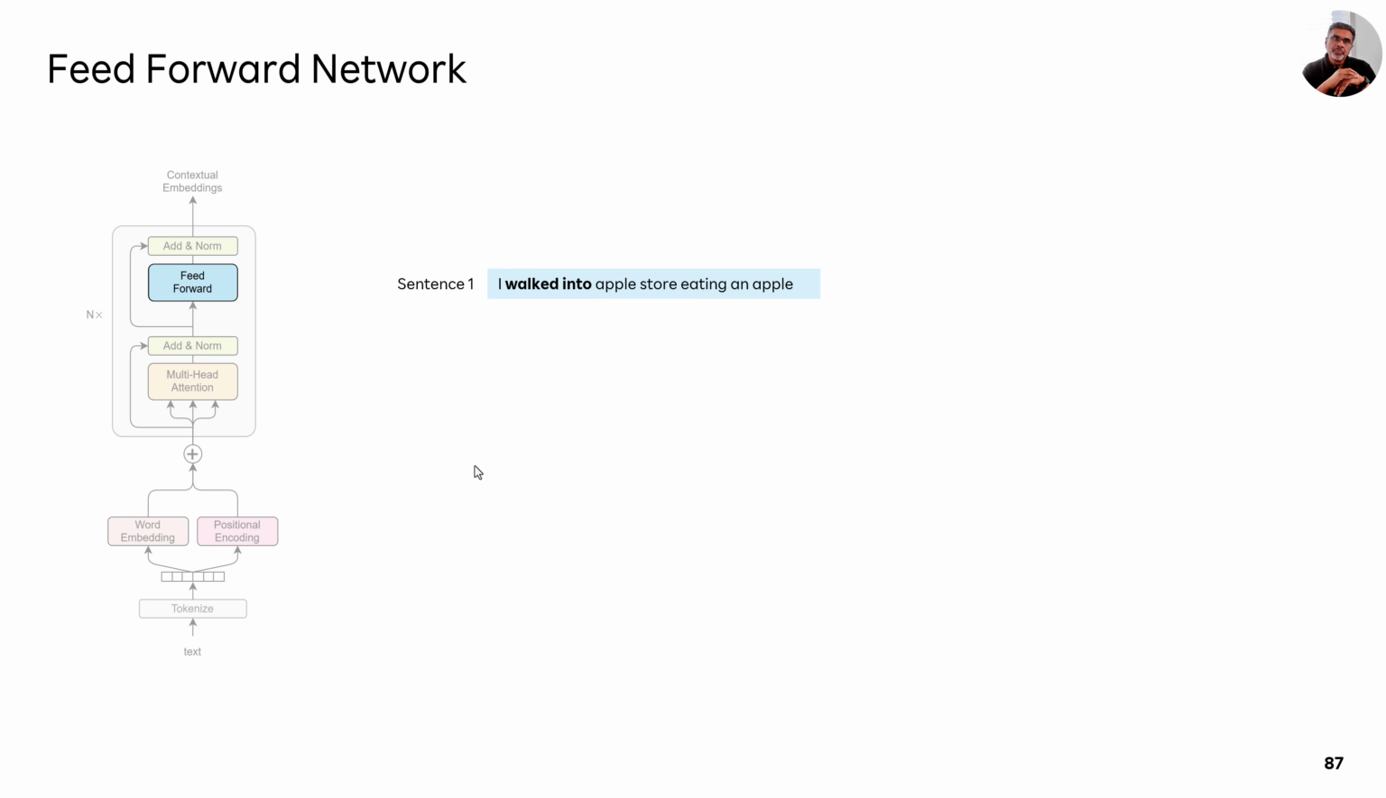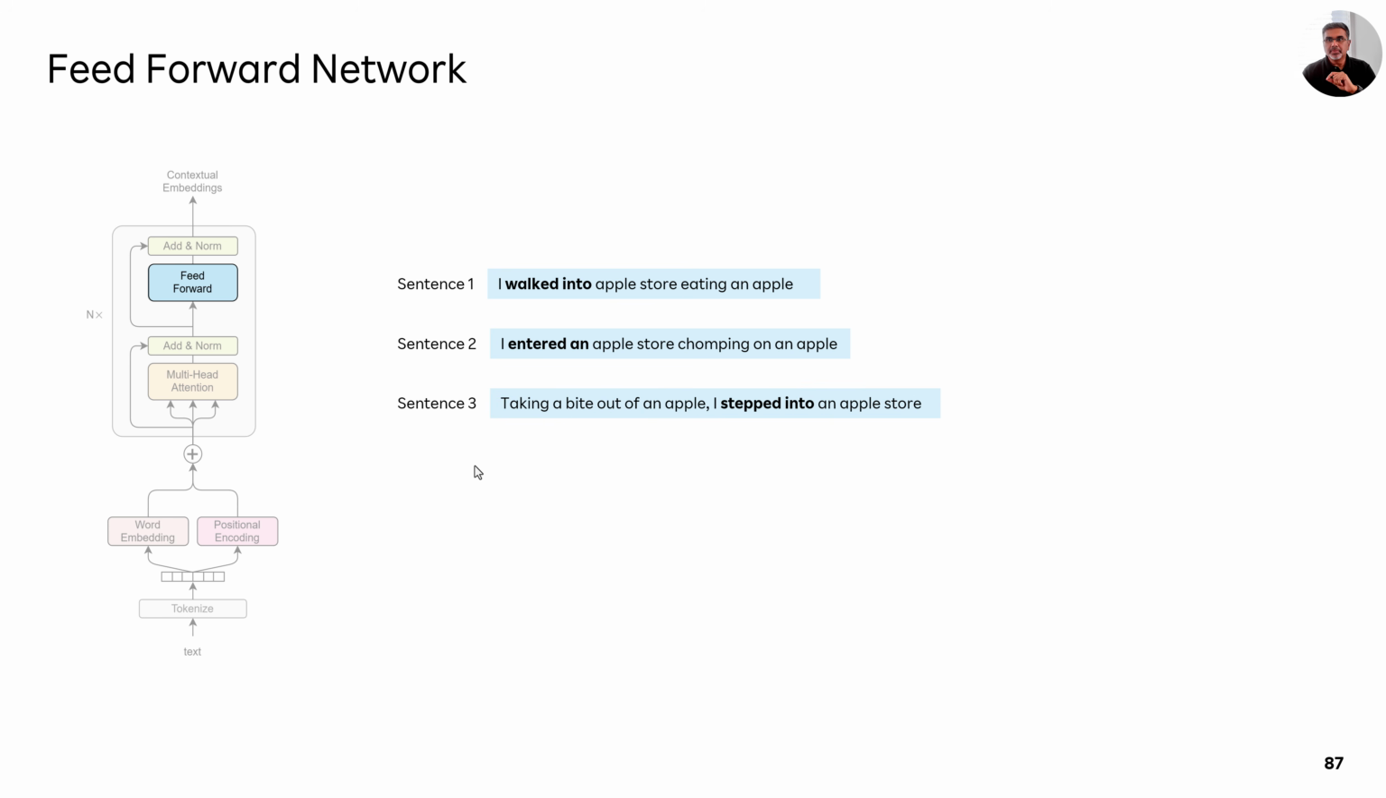Why do you need it? So let's take this sentence. I walked into Apple store eating an apple. Okay. Now let's look at another sentence. I entered an Apple store chomping on an apple. I'll give you another sentence. Taking a bite out of an apple, I stepped into an Apple store.